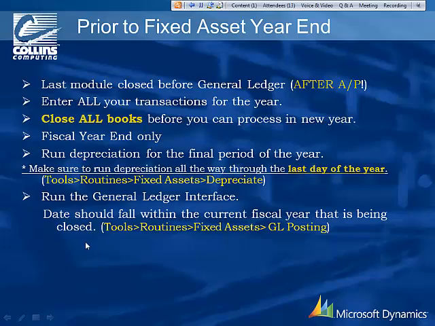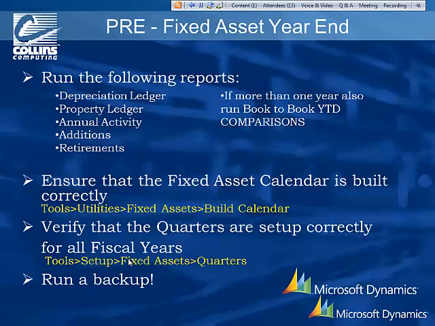In fixed assets, there are some dates, the calendars are set up, so you want to make sure that you've created your fiscal year for 2013 in General Ledger. A couple things, you might want to run some of these reports so you have them. And I just mentioned you want to make sure that when you're building your calendars and your quarters that you're setting them up for the next year and that you actually have those set up in the fiscal period setup window.